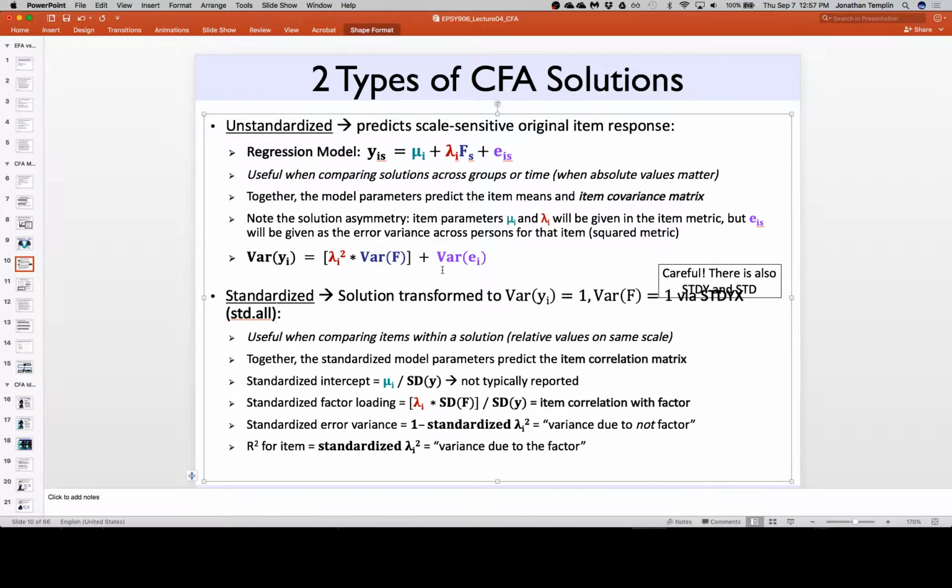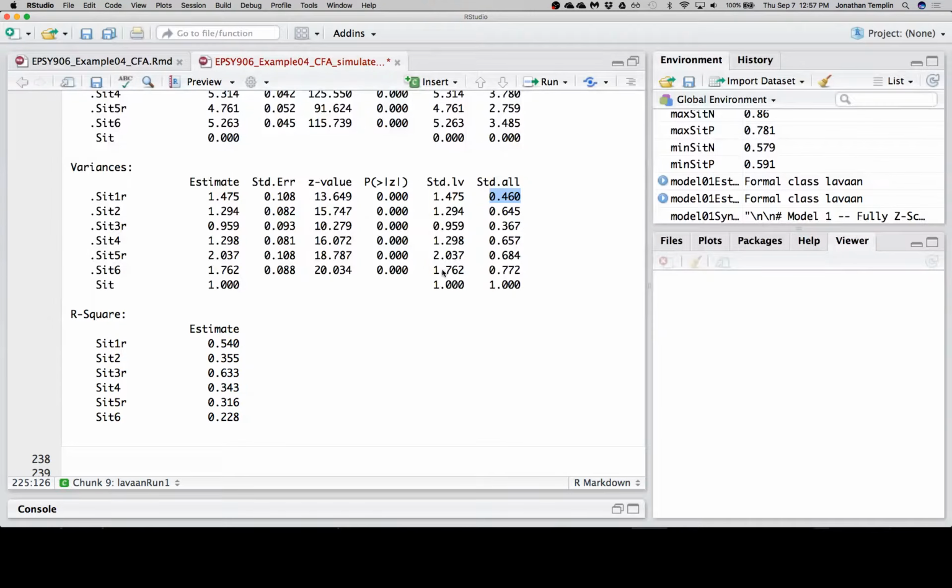So this has to be the proportion due to the factor, and this has to be the proportion due to error. Right? Now, I will note, this is for an item that measures one factor. If you have multiple items, then we have to do something with the other lambdas as well. But worry about that later on. You'll still get an R squared out of it. It still will be 1 minus the standardized unique variance.